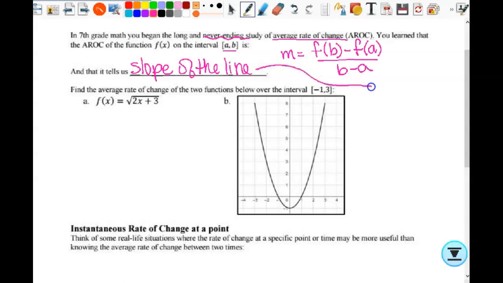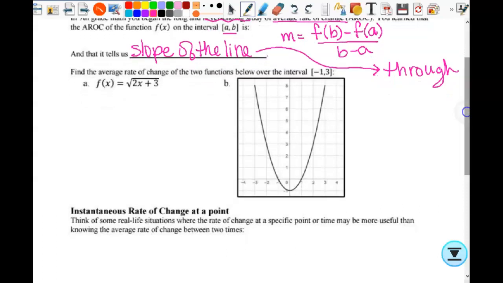Come over here, I guess. Through, and then we're going to write our ordered pairs. Sorry, I didn't space this out, and I should have fixed it before I printed it. Through, and then our ordered pairs are this. My x value is a, my y value is f of a. My x value is b, my y value is f of b.